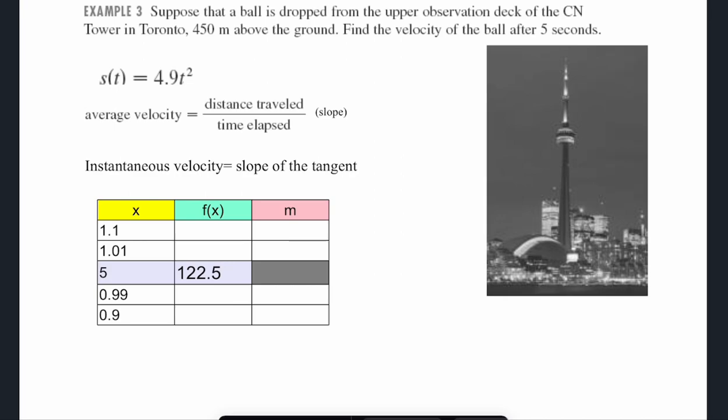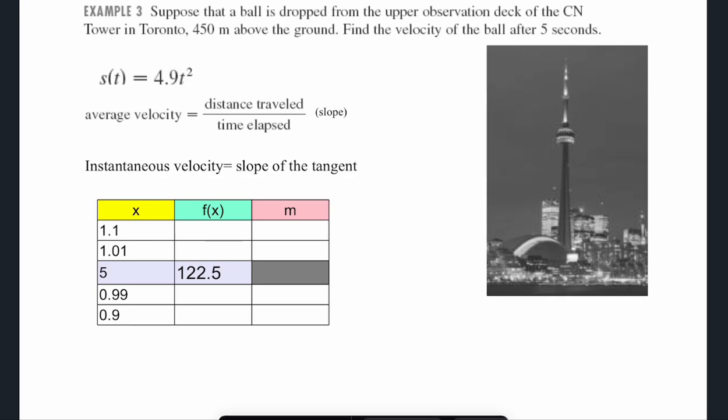So if you ever see a physics problem, you may recall that the acceleration of gravity is 9.8 meters per second squared. 4.9 is 9.8 divided by 2. That is not a coincidence. That does kind of happen through the formula. But if we wanted to know the velocity after 5 seconds, do you notice how they only gave us one time, 5 seconds? So that tells us we're looking for an instantaneous velocity.